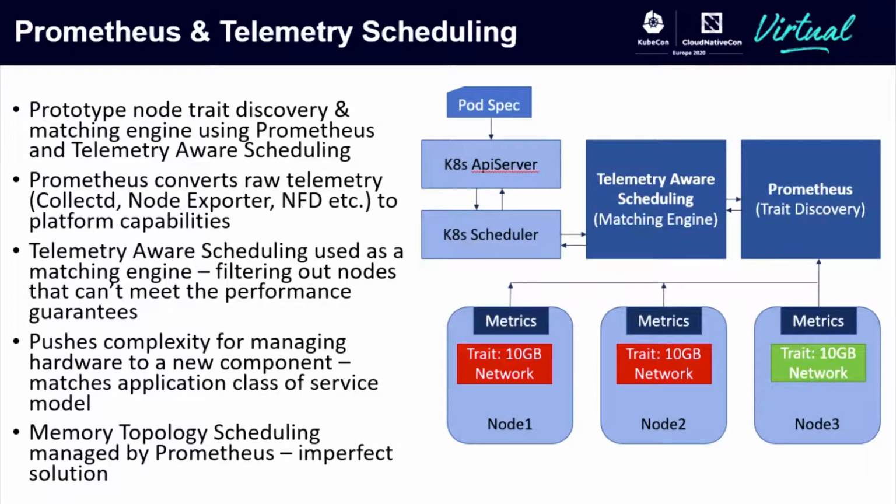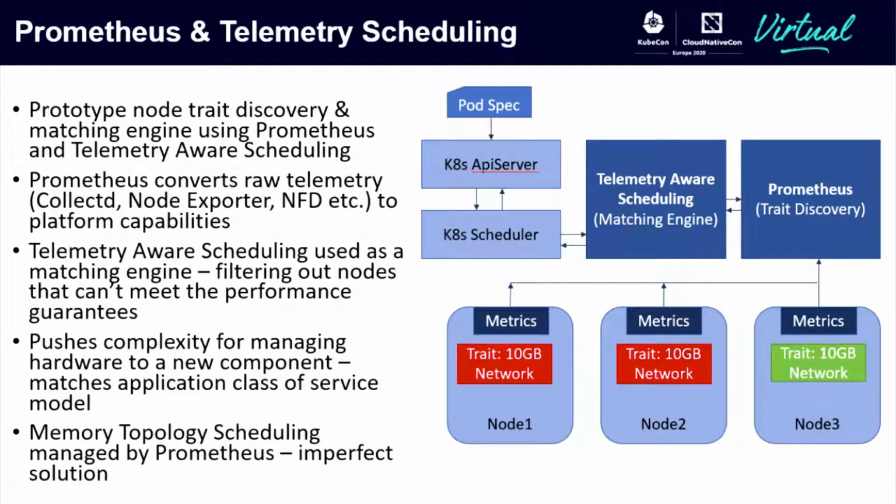So in order to actually make this work, we need two components. One of those is a node trait discovery agent, which is able to describe platforms in terms of their capabilities. And then you need a matching engine, which is able to do the actual matching work between the application expression and the platform expression to find out what platform can actually meet the class of service required by a specific application.